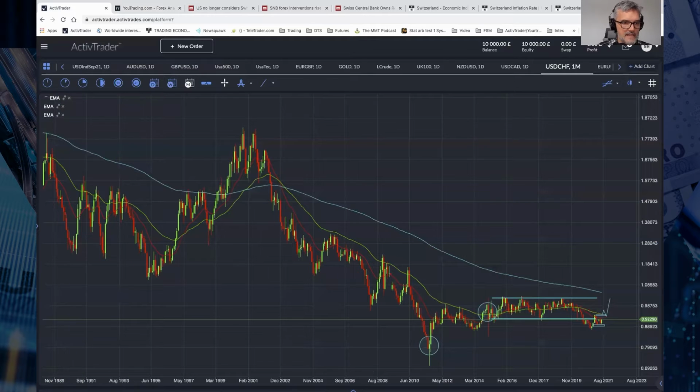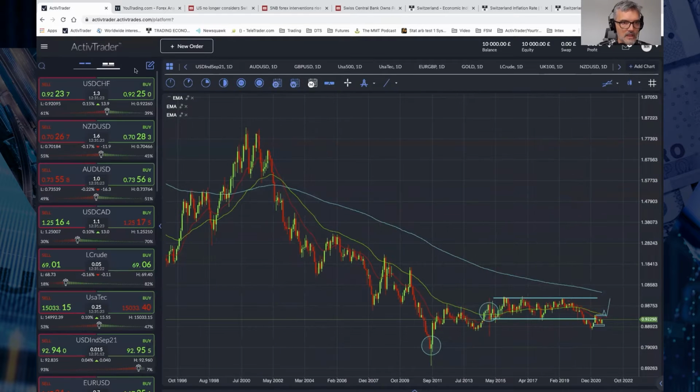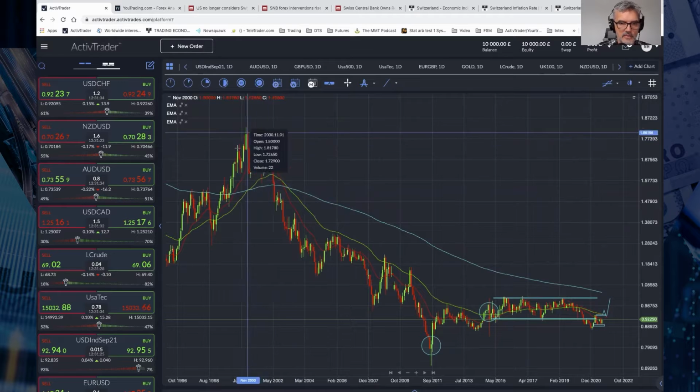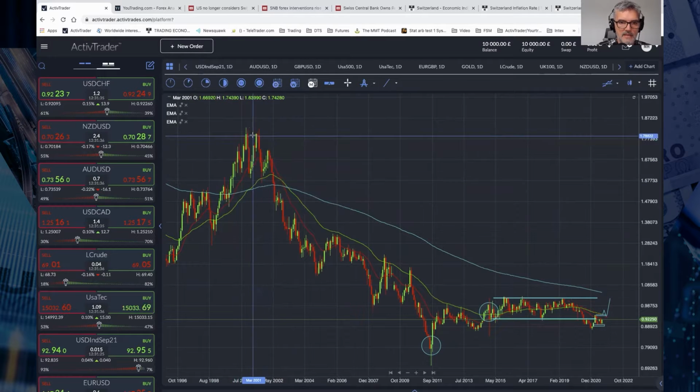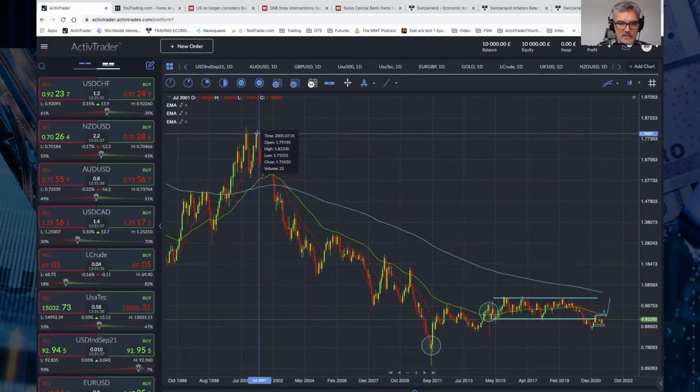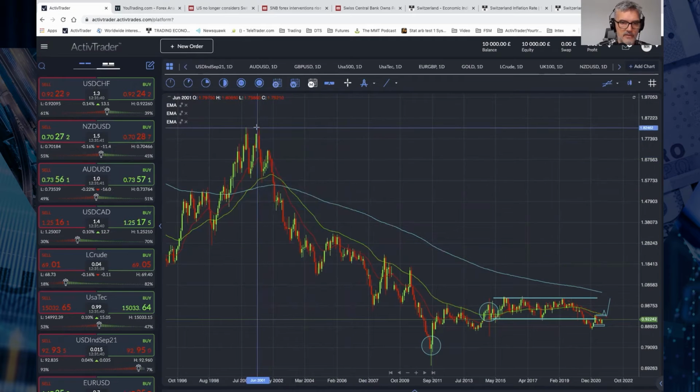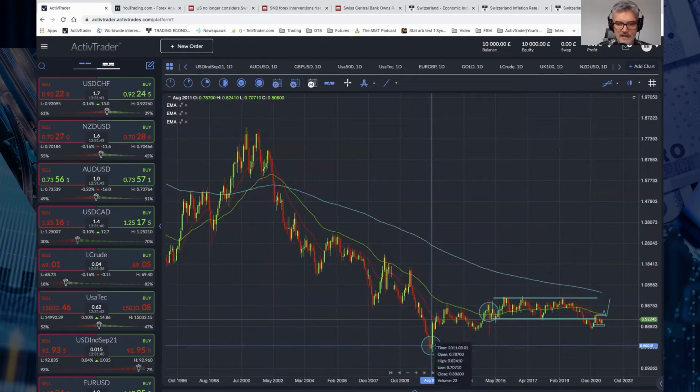All right, going to the active trader platform, looking at the sentiment indicator, we've got 61% of traders actually shorting the USD versus the Swiss franc. And then on the monthly chart, we can see that from the sort of dot-com boom, the sort of following crash, we've had the US dollar coming all the way back down from 2000 all the way down to 2011.